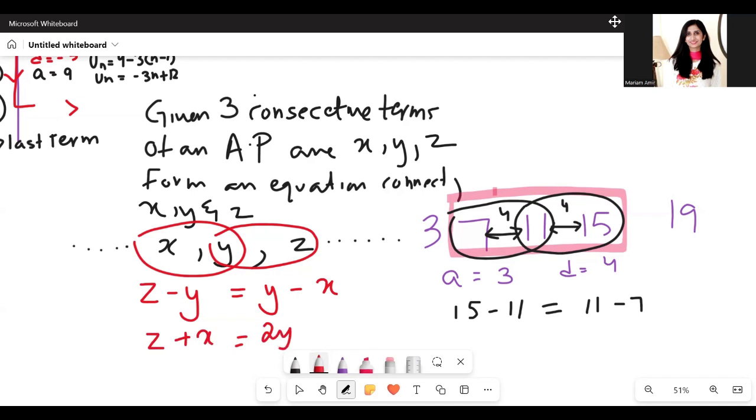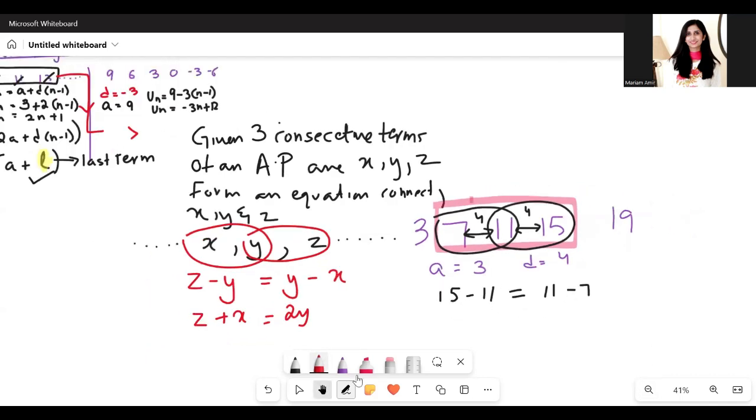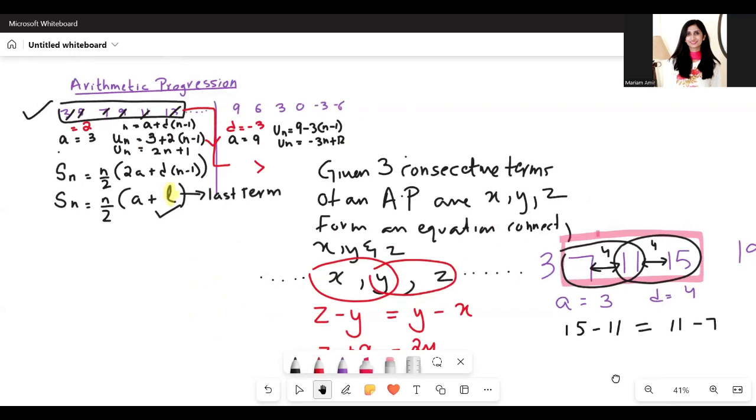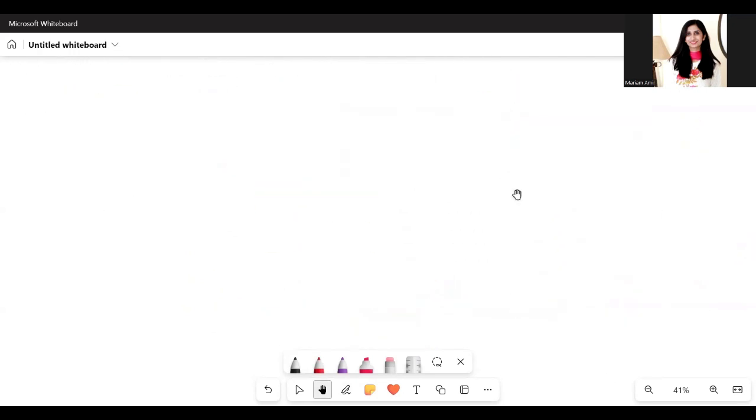The rest we'll see in the past paper questions, what kind of questions come up regarding this topic. But for now, you need to know how to connect three consecutive terms of an arithmetic progression. You use the difference concept shown here. Okay, I think we've discussed arithmetic progression enough. Now let's move on to the next progression, which is geometric progression.